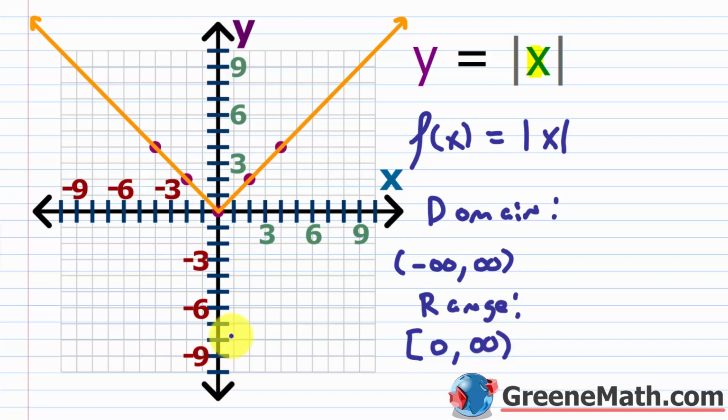If I look at my y-axis, the lowest point here is going to be at 0 on the y-axis. So my lowest y value would be 0. And then, of course, it extends out indefinitely going up. So it's out to +infinity.